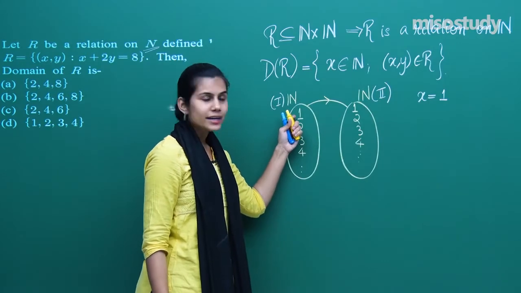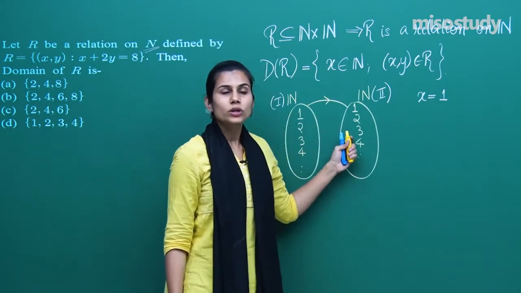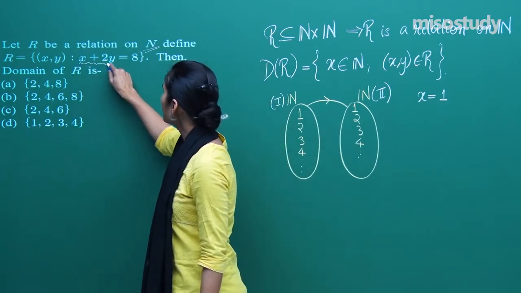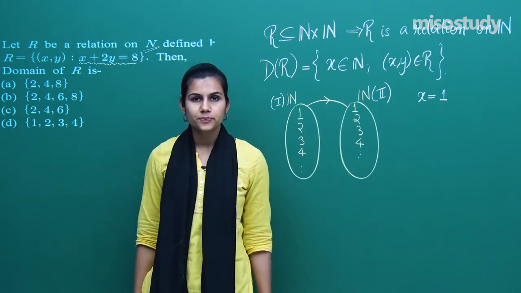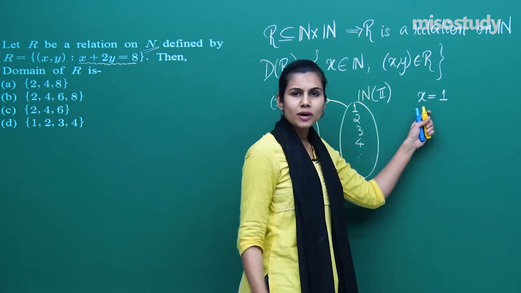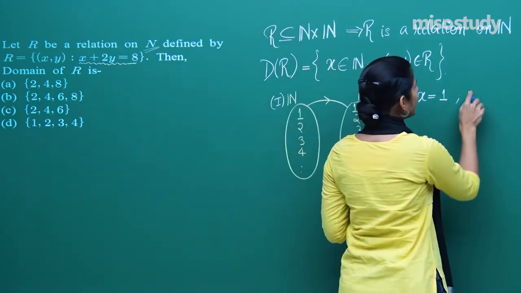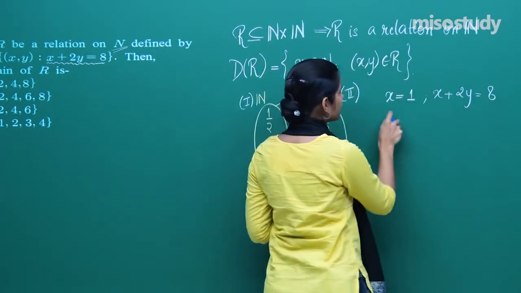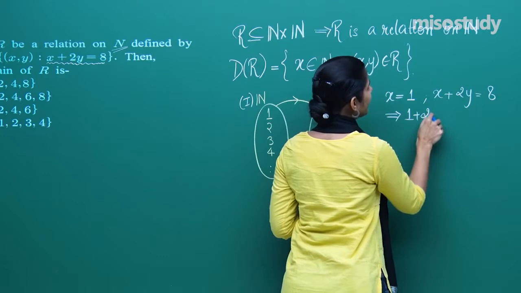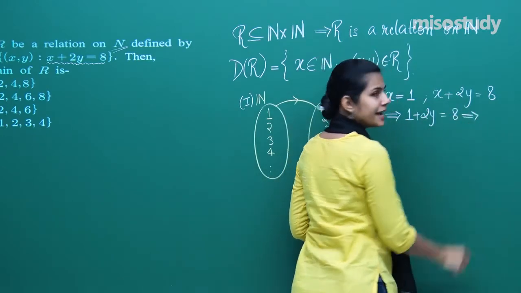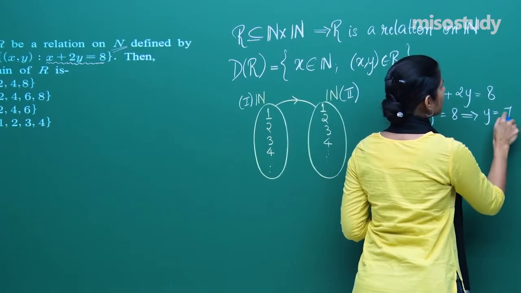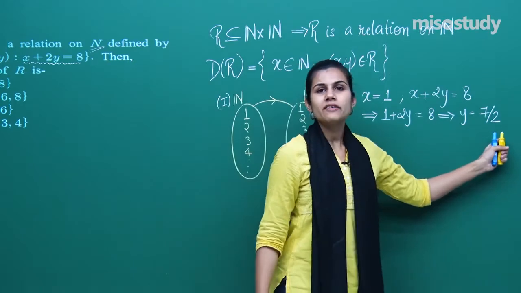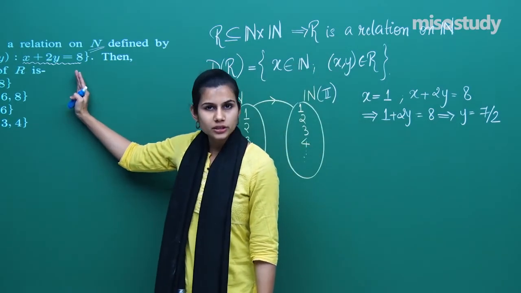Corresponding to x equals 1, is there any y in the second set with which this x is related under this relation, which is saying that x is only related to y provided x plus 2y is 8? That means corresponding to x equals 1, I want a natural number which satisfies x plus 2y equals 8, which for this x becomes 1 plus 2y equals 8, which makes it y equals 7 by 2. And therefore, 1 is related to 7 by 2 under this relation.